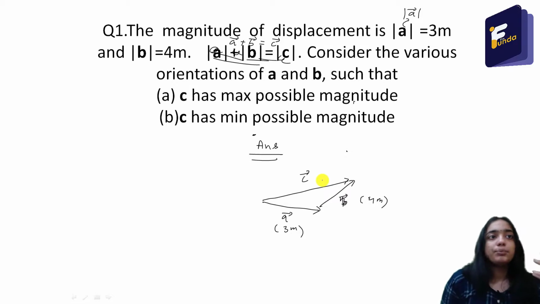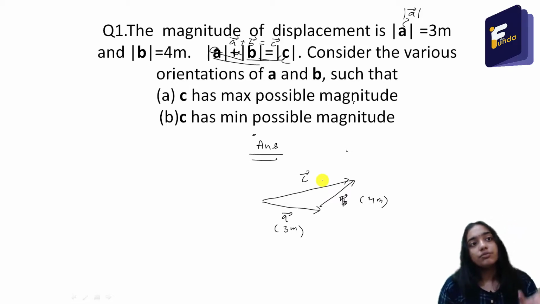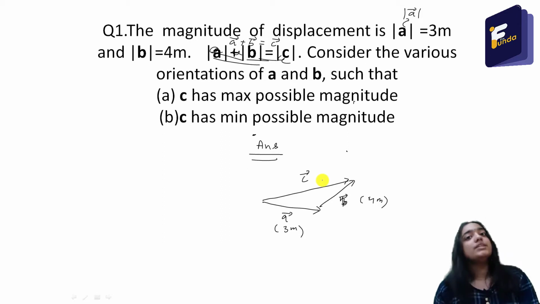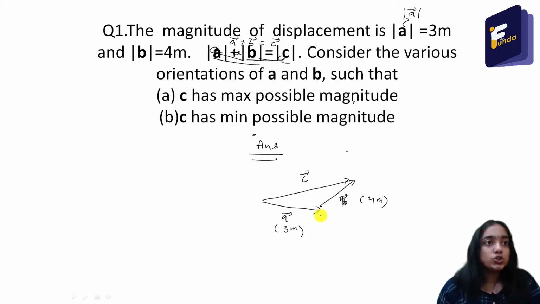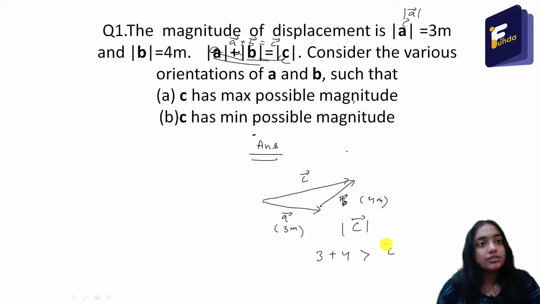You must have learnt in properties of triangles that sum of two sides of a triangle is always greater than the third side. That you must have learnt. Sum of two sides of triangle is always greater than third side. So, the magnitude of C vector, sum of two sides is always greater than third side. So, sum of two sides, that is 3 plus 4, is greater than the magnitude of C vector. Say it is x.